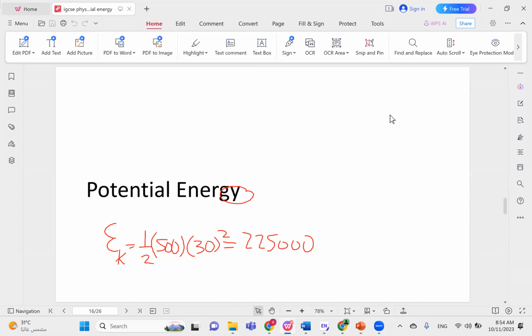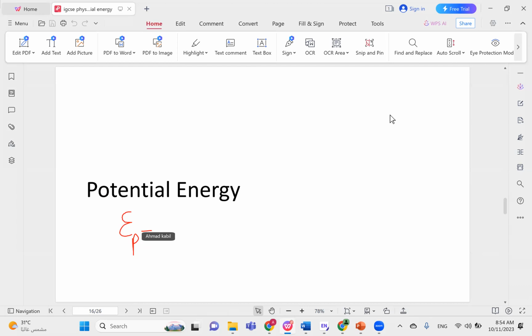This concludes our questions on kinetic energy. We shall now move on to questions about potential energy. And the equation for potential energy is E_P equals mgh. Again, E_P here denotes potential energy. m is the mass, g is the gravitational constant, which is equal to 10 or 9.8, and h is the height of the object.